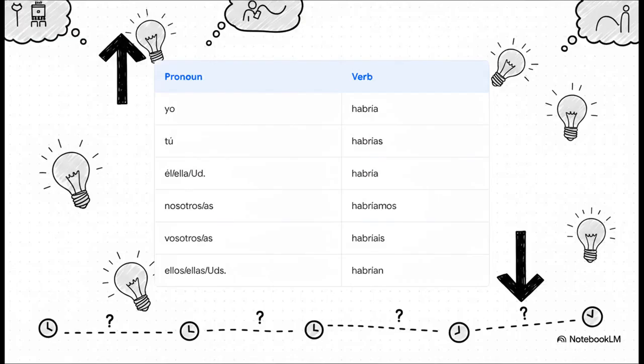Check this out. This is habría in the conditional. You've got habría, habrías, habría, habríamos, habríais, habrían. See how those endings are totally regular and predictable? That's awesome. Once you memorize this little chart, you are halfway home.